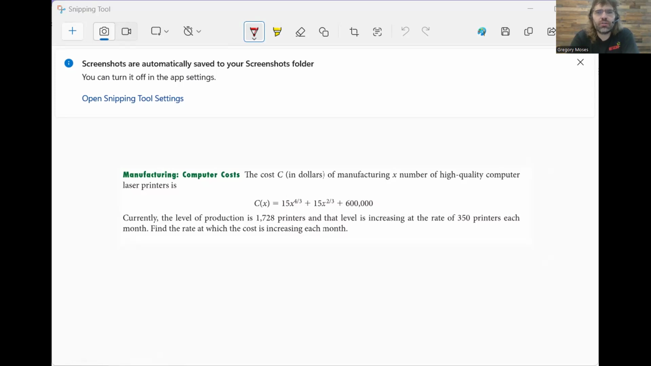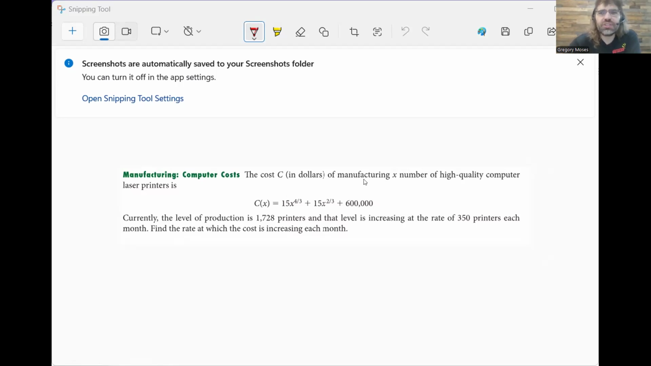The cost in dollars of manufacturing x high-quality computer laser printers is given by C of x equals 15 times x to the 4/3 plus 15 times x to the 2/3 plus 600,000. Currently, the level of production is 1,728 printers, but that level is increasing at a rate of 350 printers each month. Find the rate at which the cost is increasing each month.